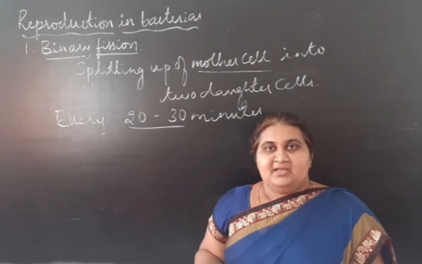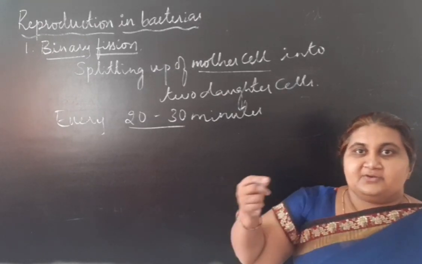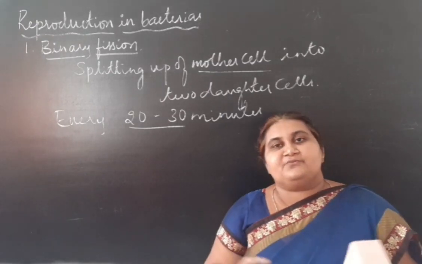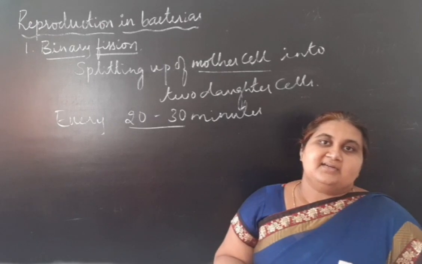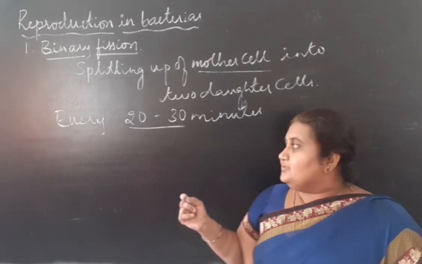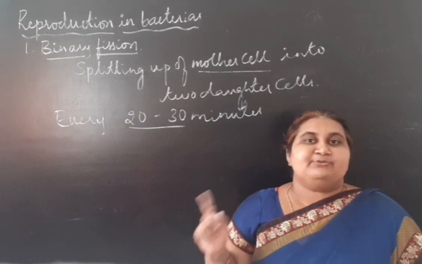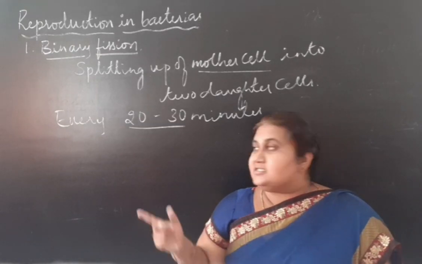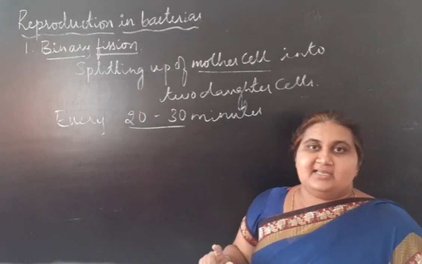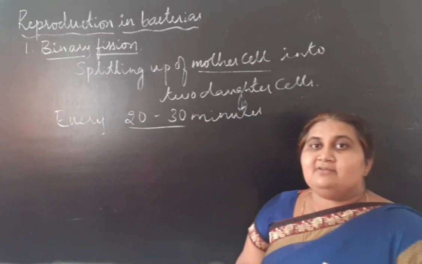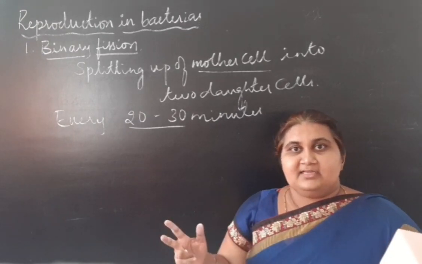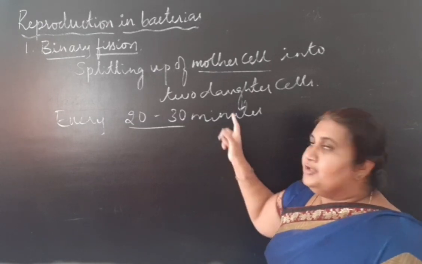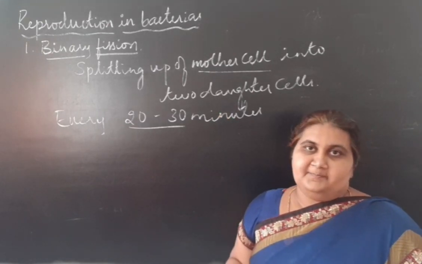At night, in milk, if we put a drop of curd, the next morning we find that the whole milk has turned into curd. It is due to this. At every 20 to 30 minutes, a newly produced bacterial cell will undergo growth, increase in its size, and undergo cell division and produce two new daughter cells.